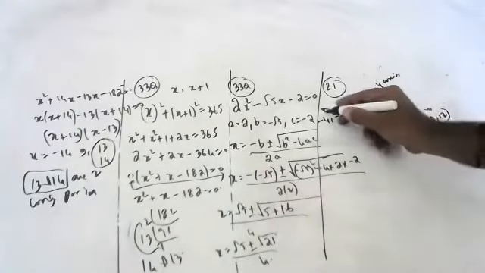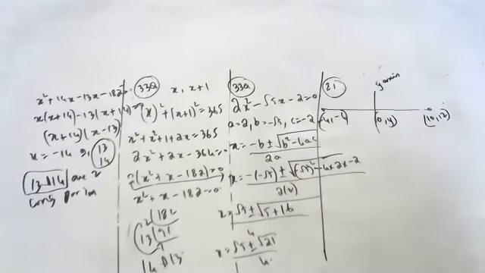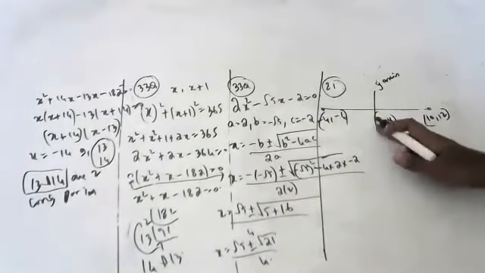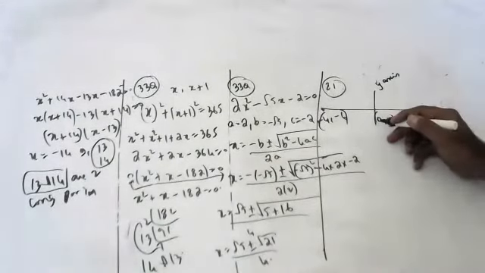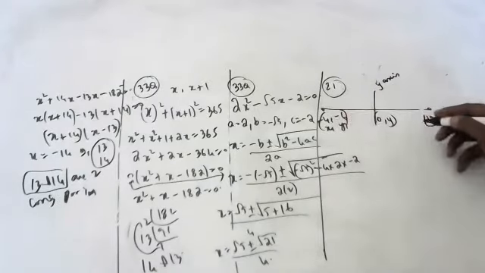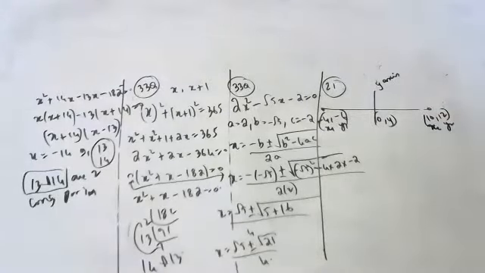Do you remember, children? I told you how to do these questions. First, using 0, find the ratio. Then, using the ratio, find y. That's all, children.